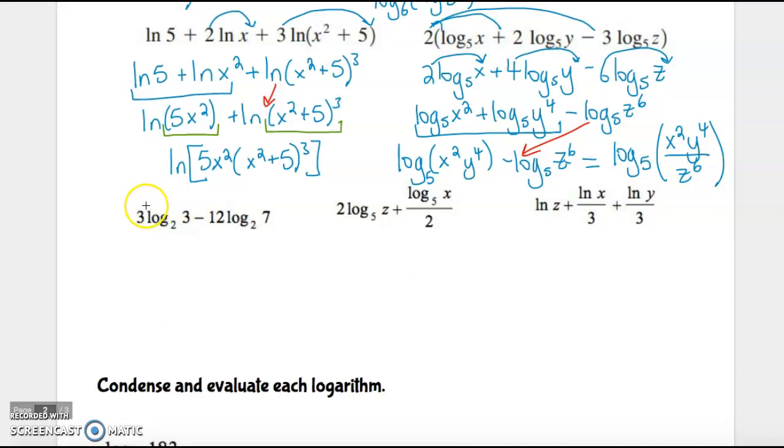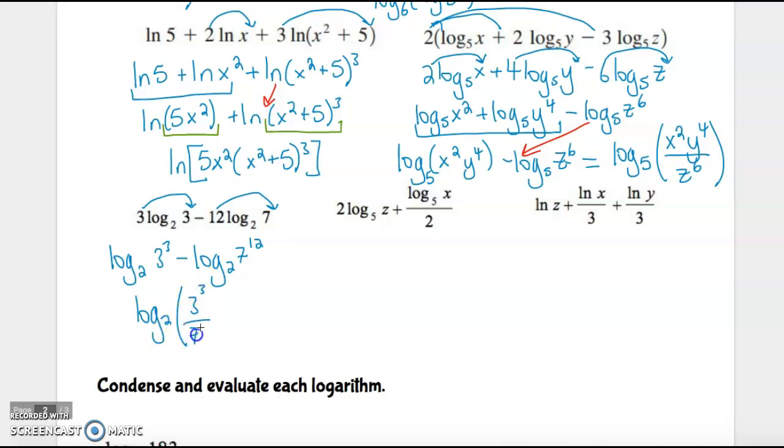So I'm going to go ahead and I see some constant multiples, so I'm going to put those up as exponents inside of my logarithm. So this will turn into log base 2 of 3 cubed minus log base 2 of 7 to the 12th power. And then subtraction between two separate logarithms turns into division inside of one logarithm. So 3 cubed over 7 to the 12th. My goodness, that's going to be a big number. Log base 2, well, 3 cubed is 27.